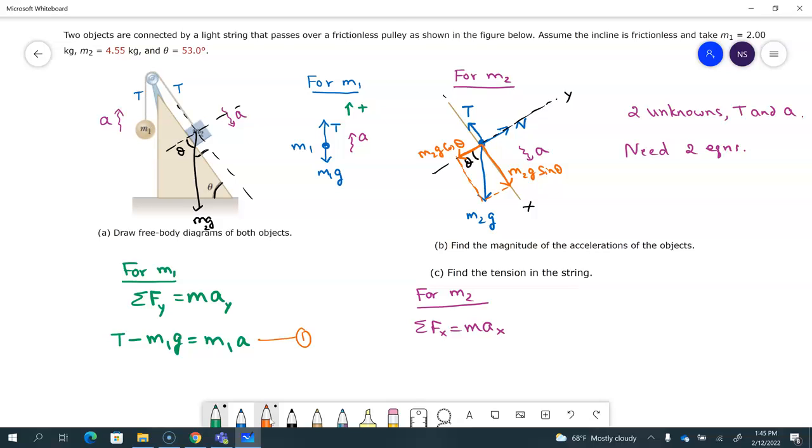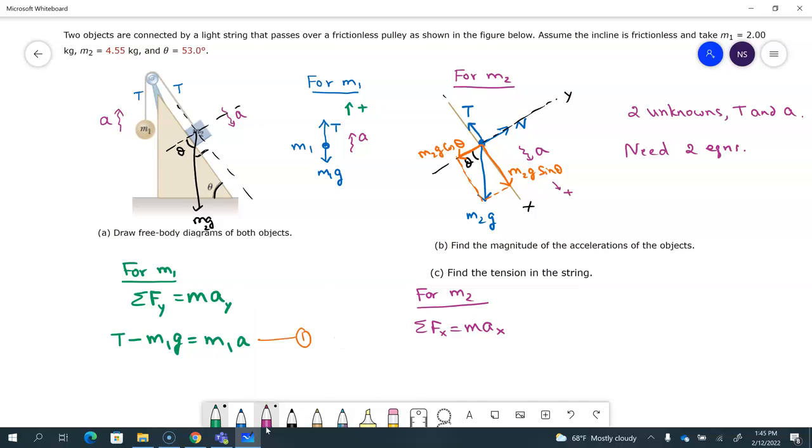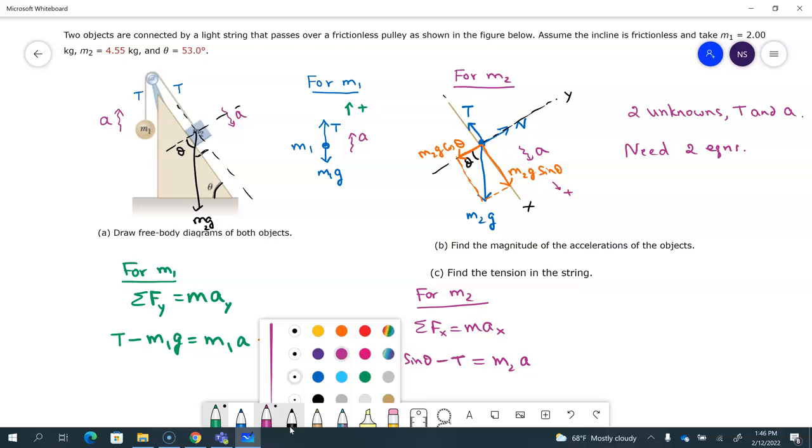Okay, so now I can write my equations. Net force in the x is mass times acceleration. So when I look at the forces down the incline, acceleration is down the incline, so that's my positive direction. So m2g sine theta has to be bigger than the tension that's going against it to give it an acceleration a. You see, so that gives me my second equation, right?